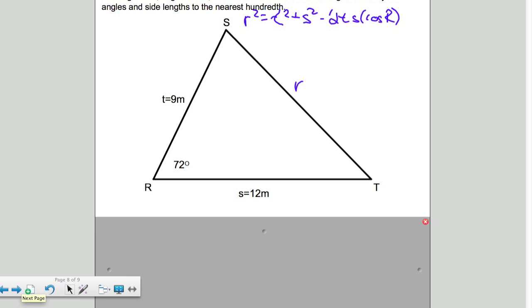Excellent. That's why this section to me is so dry, but honestly, it's so easy for you to get marks. Because it's just: here's the equation, here's the triangle, can we plug in the values for the variables and then use the calculator to get the answer, right? So r squared is equal to t is 9 squared plus s is 12 squared, minus 2 times 9 times 12 times the cos.